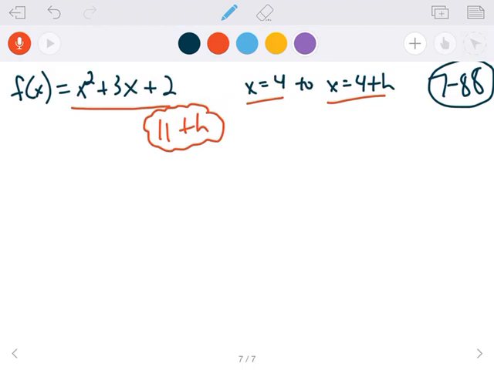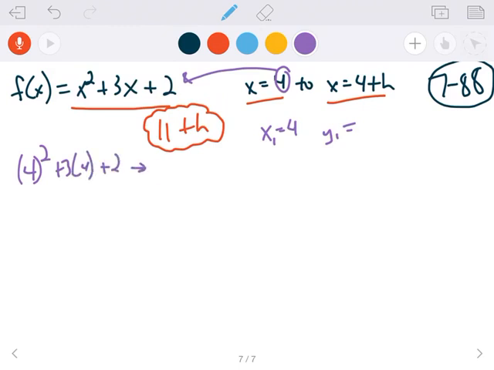So our first x coordinate, x1, is 4. And then we need to find the y coordinate that goes with that. And basically to do that, we take 4, we plug it in to our function, and we get the output. So if we have 4 squared plus 3 times 4 plus 2, that means we have 16 plus 12 plus 2, which is 30. So our y1 is 30, so we have the point 4, 30.